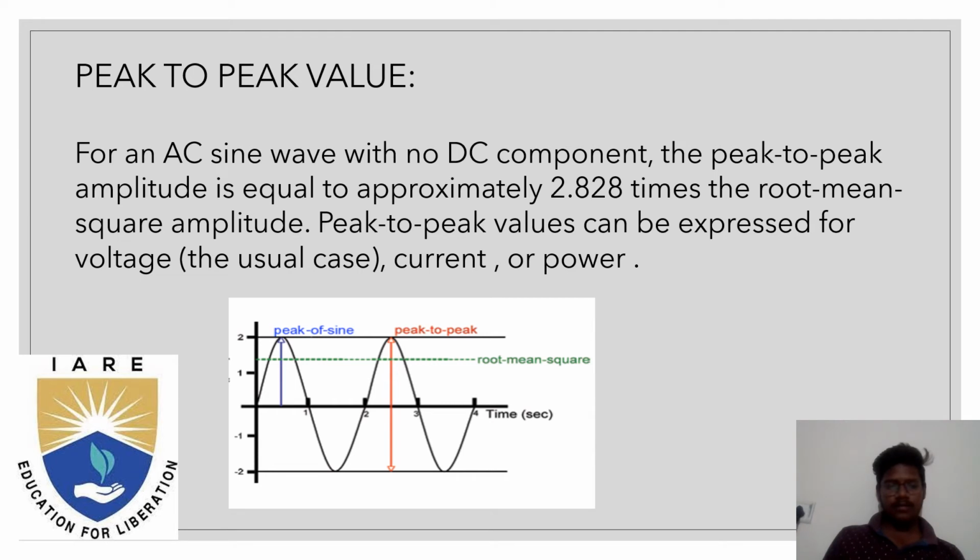In the given graph, we can see the peak-to-peak value and RMS value. Here the blue line is the peak of the sine, the red line is the peak-to-peak value, and the green line is the root mean square value. Here the root mean square is much lower than the peak-to-peak value. That means the peak-to-peak value is 2.14 times greater than the root mean square value.